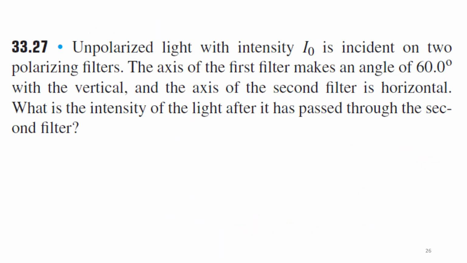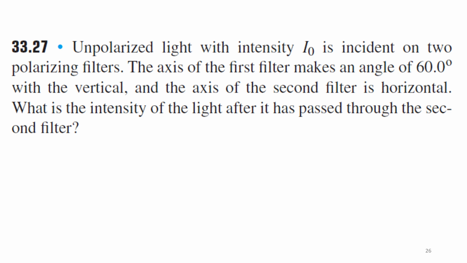Here's an example to help our understanding. Unpolarized light with intensity I naught is incident on two polarizing filters. The axis of the first filter makes an angle of 60 degrees with the vertical, and the axis of the second filter is horizontal. What is the intensity of the light after it has passed through the second filter?